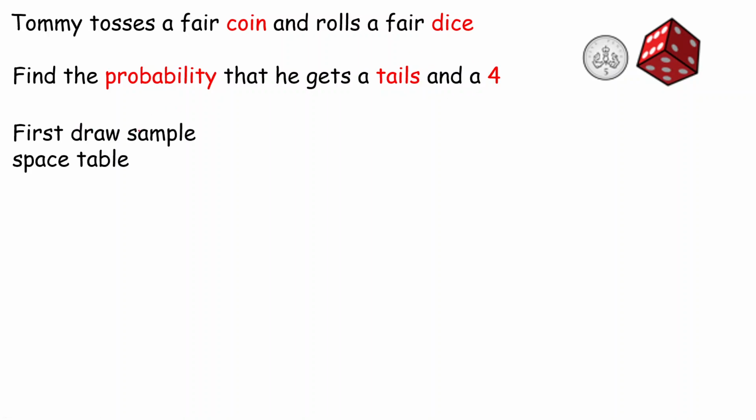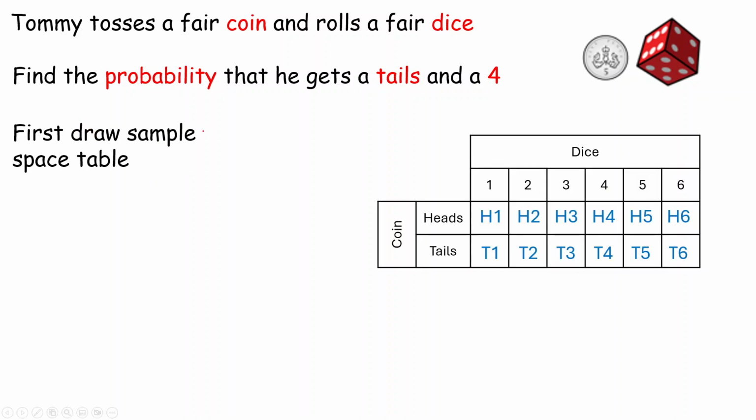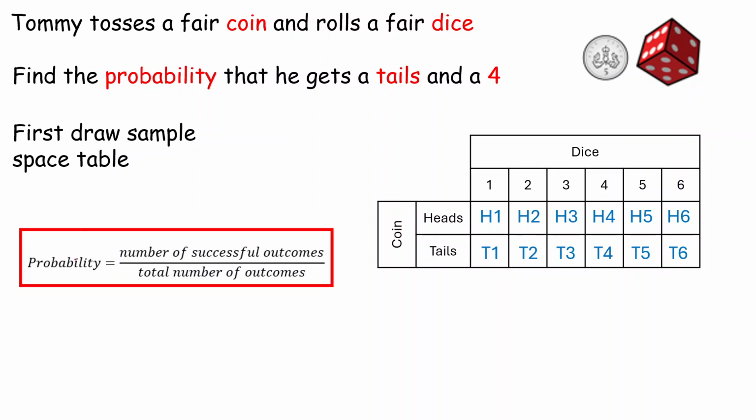Now, to make this a little bit easier, we can draw a sample space table like we did previously, and we can fill out the table like we did in the previous video. And this just means, again, that you could get a heads and a one, a heads and a two, a heads and a three, or you can get a tails and a one, tails and a two, and so forth.